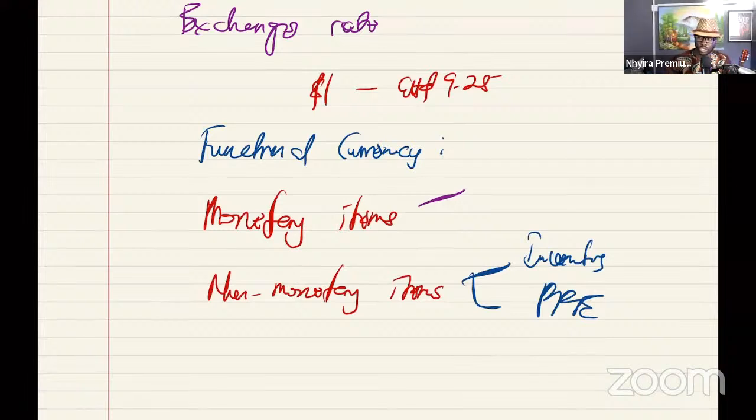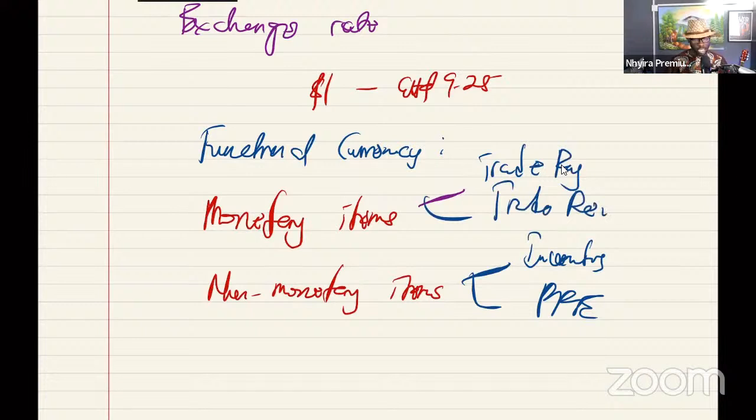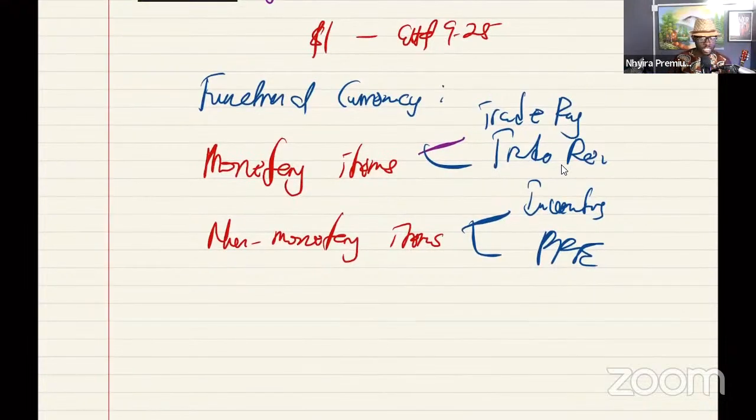So it has an IPSAS implication, and you should be aware of that. We need to distinguish between monetary items and non-monetary items. Like I said, the non-monetary items are things like inventory and PPE. The monetary items are things that can be exchanged into cash, things like trade payables and trade receivables, because these can be exchanged into cash.